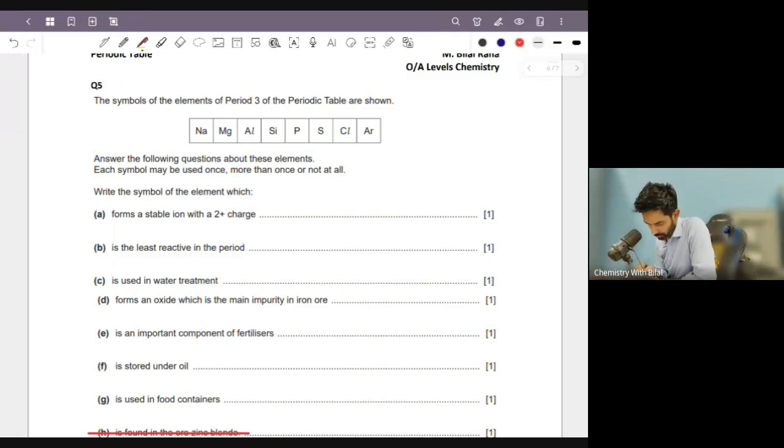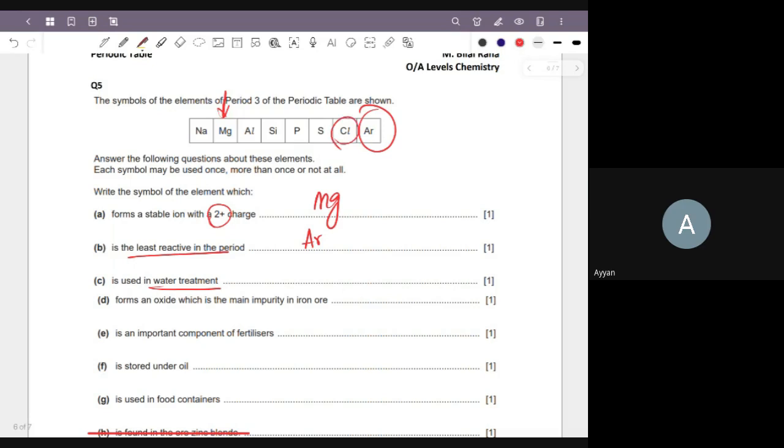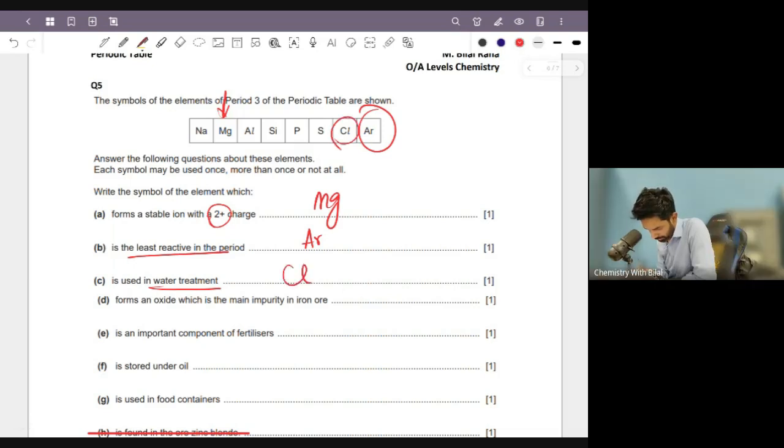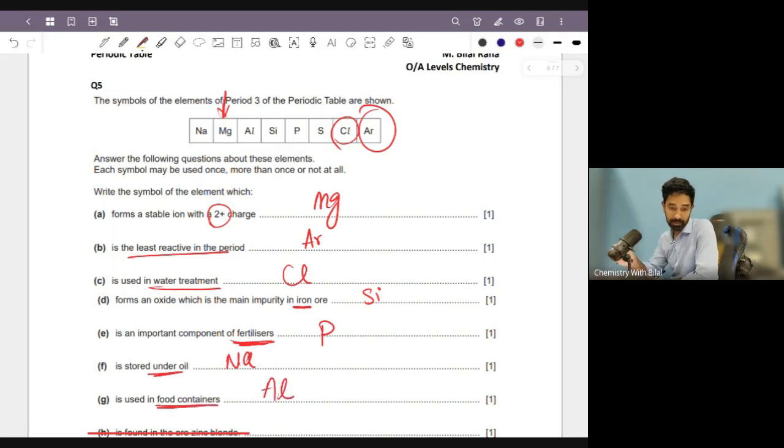Write the symbol of element that forms a stable ion with two positive charge. It has to be something present in group 2. So magnesium is the right answer. Least reactive in the period. It should be argon because it doesn't react. Used in water treatment. It should be chlorine to kill the bacteria. Forms an oxide, which is the main impurity in iron. So it is silicon. Silicon oxide is the main impurity. Is an important component of fertilizer. So what is used in fertilizer? Phosphorus. Stored under oil. Sodium, because it's too reactive. Used in food container. Aluminum, because it doesn't rust. It has a protective layer.